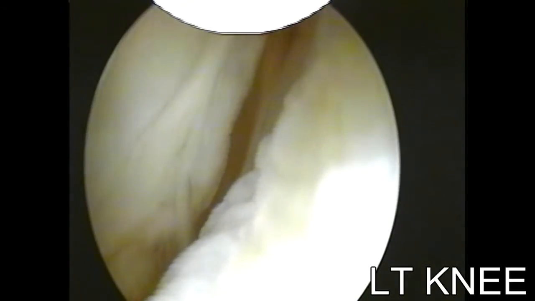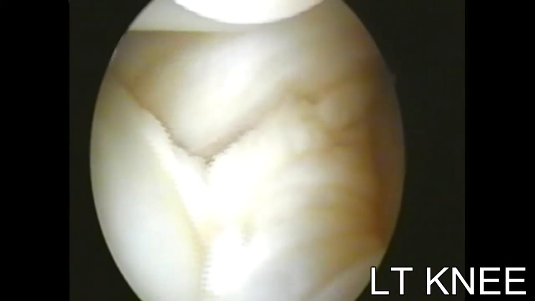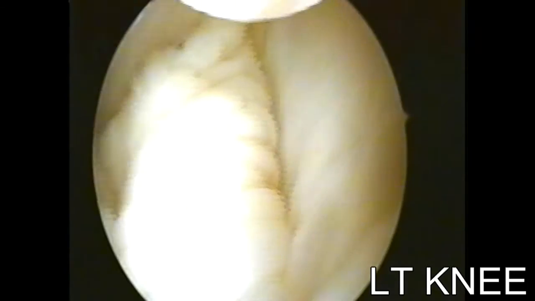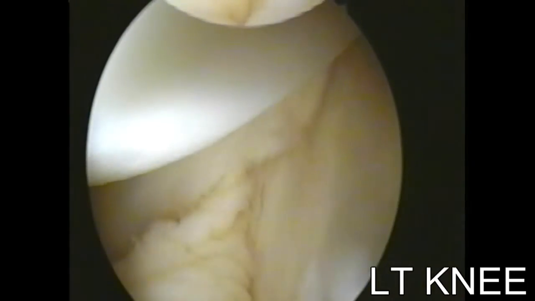The scope is then gently proceeded toward the lateral gutter. The popliteus tendon is taken as a guide to the lateral gutter. Internal rotation of the tibia helps to identify the ALL.